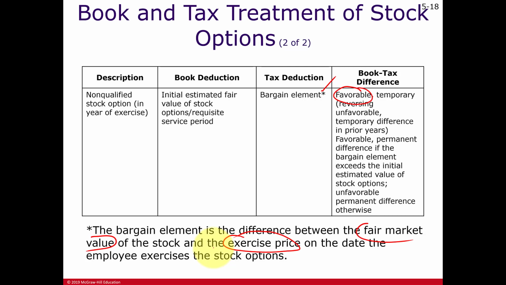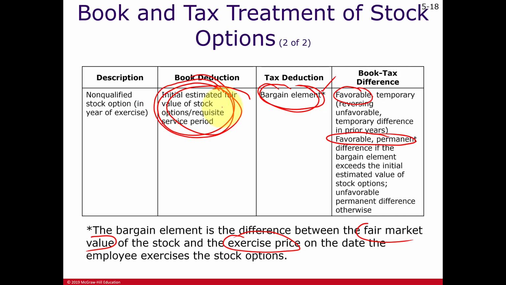Now, you have to compare that bargain element to all of the past years' amortization of the value of the options being deducted. If the bargain element is bigger than all those past years, the extra bargain element is going to be treated as a permanent favorable difference because you get to deduct now more on the tax return as compared to all the previous years on the income statement. But if all of the previous years' amortization of that fair value of the option is larger than what's being deducted here as the bargain element in the year the option is exercised, the excess of this over the bargain element is going to be an unfavorable permanent difference. So one of these two is going to be showing up in your homework exercise.